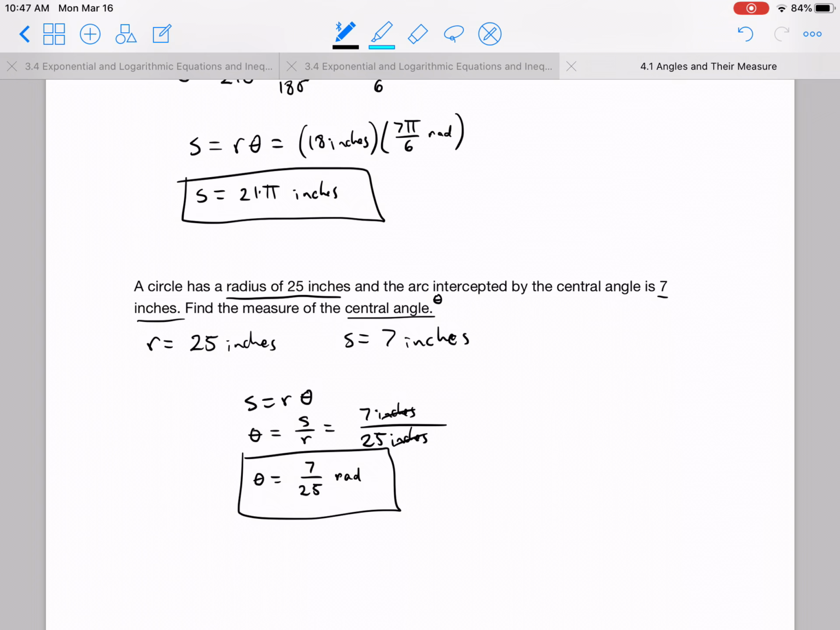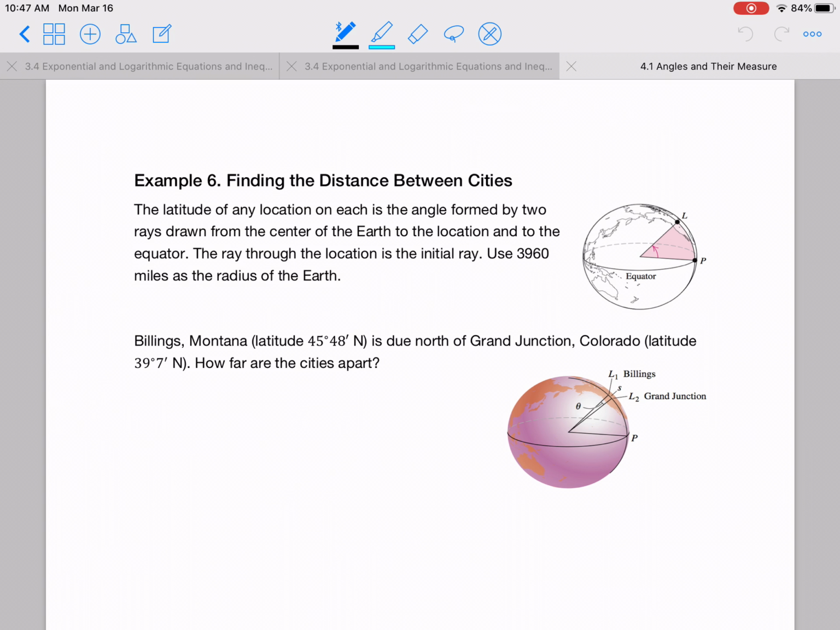All right. So let's do one more example here. Basically for this one, we're going to find the distance between two cities on Earth. Now, you can't just draw a straight line like we think, because the surface of Earth is curved. And so you kind of have to go through what we're about to do right here in order to get that done. Okay?